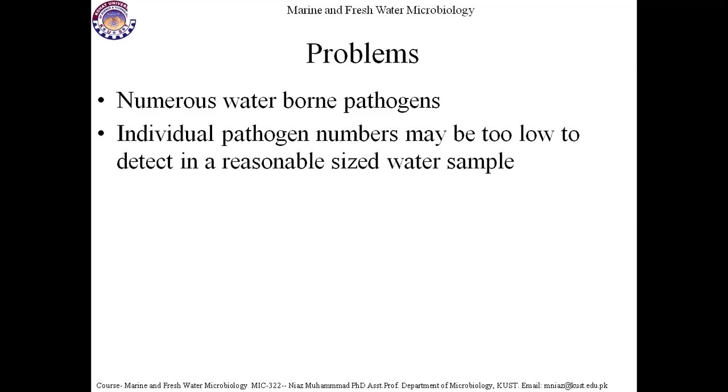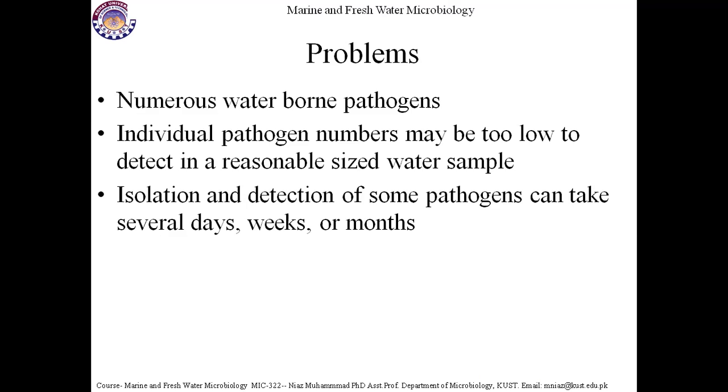Another problem is that the individual pathogen number may be too low to detect in a reasonable sized water sample. Suppose for analysis we are taking 1 ml of water sample. Maybe that pathogen is not present in that 1 ml and is present in the remaining water. So there are huge chances of the pathogen escaping from a small water sample. Therefore, it is another big problem.